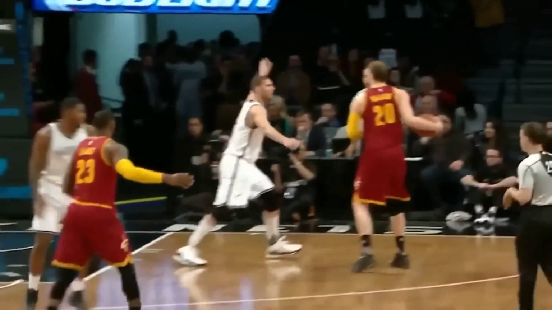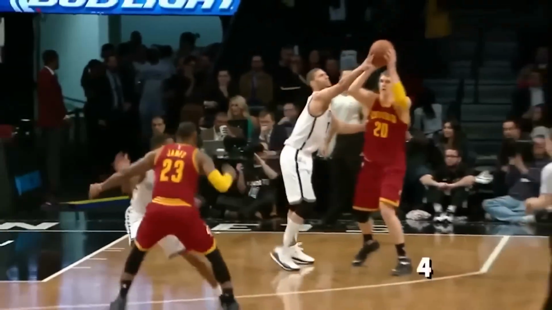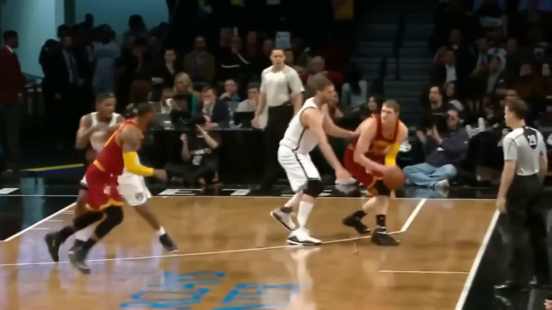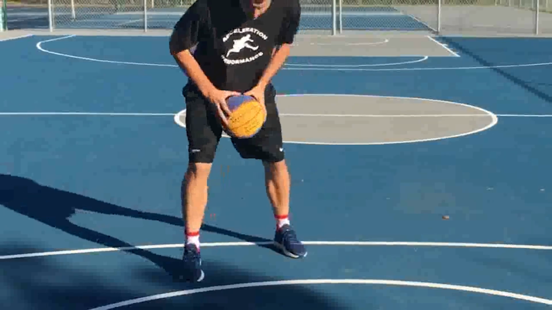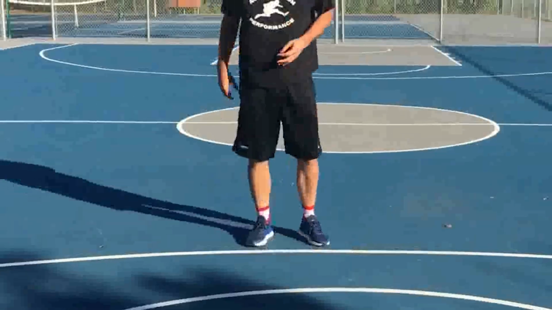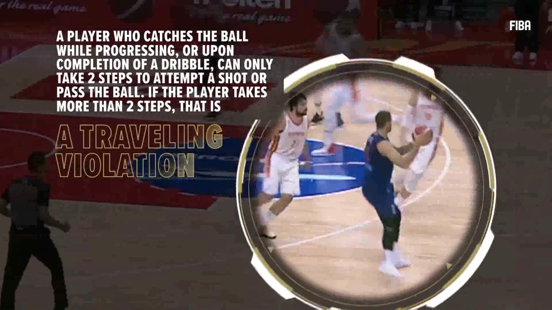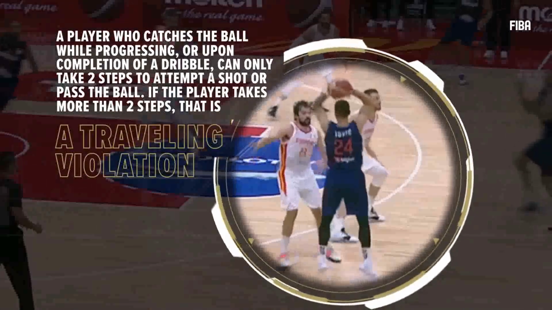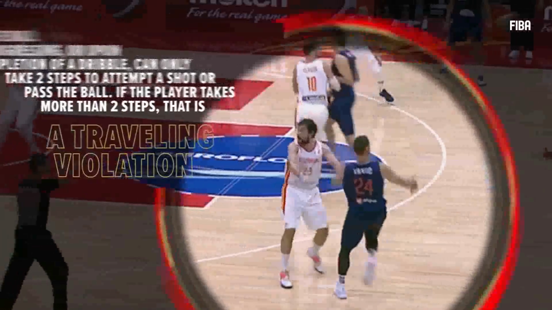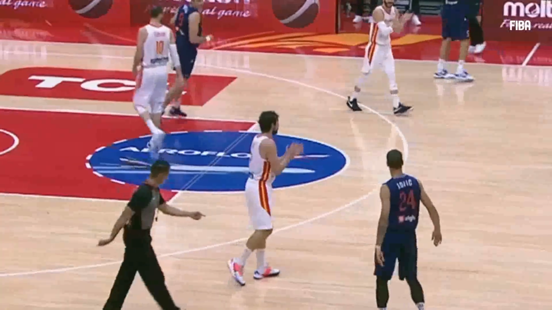Also, in the NBA, a player who catches the ball while stationary can pivot on either foot, which means that a player can lift one foot and then put it back down before lifting the other foot, as long as they do not change their pivot foot. Meanwhile, in FIBA, a player who catches the ball while stationary must establish a pivot foot upon receiving the ball. This means that a player cannot lift their pivot foot and then put it back down before lifting the other foot, or else it is also a traveling violation.